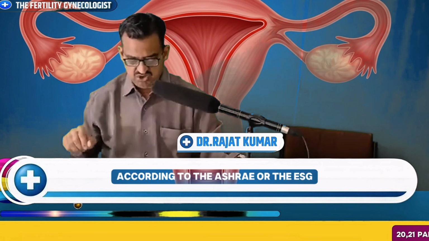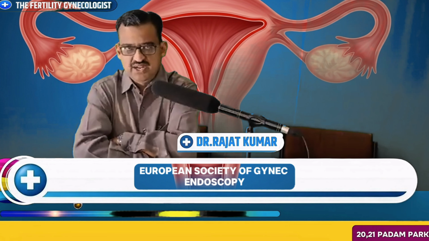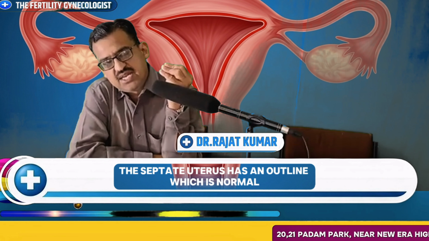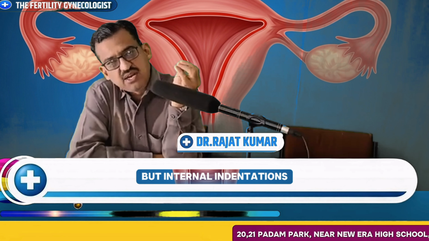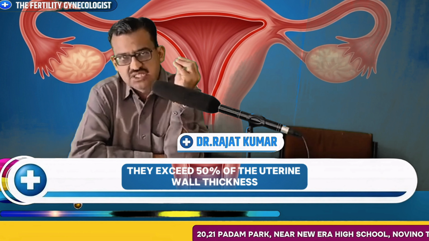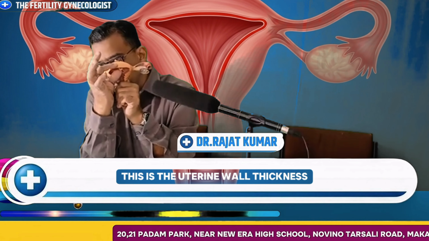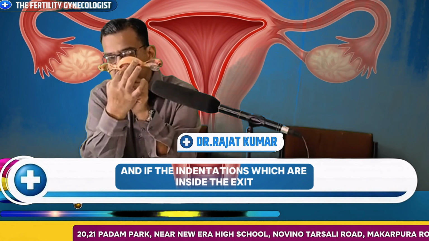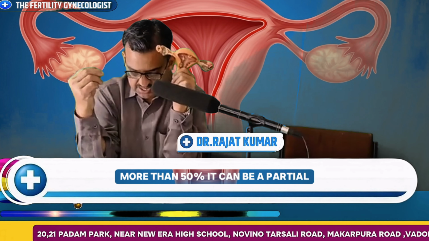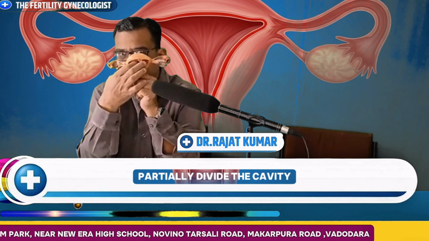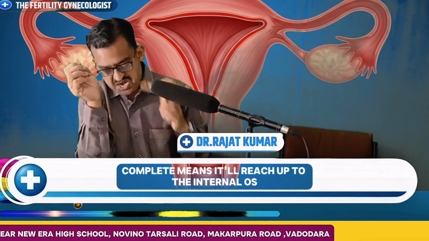According to the ESHRE or the ESGE, European Society of Gynecology and Endoscopy, the septate uterus has an outline which is normal, but internal indentations exceed 50% of the uterine wall thickness. This is the uterine wall thickness, and if the indentations inside exceed more than 50%, it can be partial, it can be complete. Partial means it will only partially divide the cavity, complete means it will reach up to the internal os.